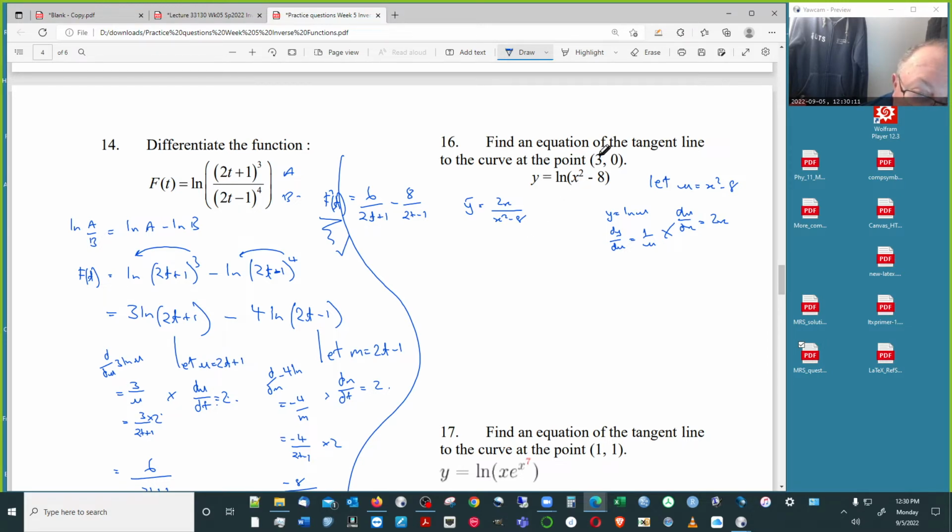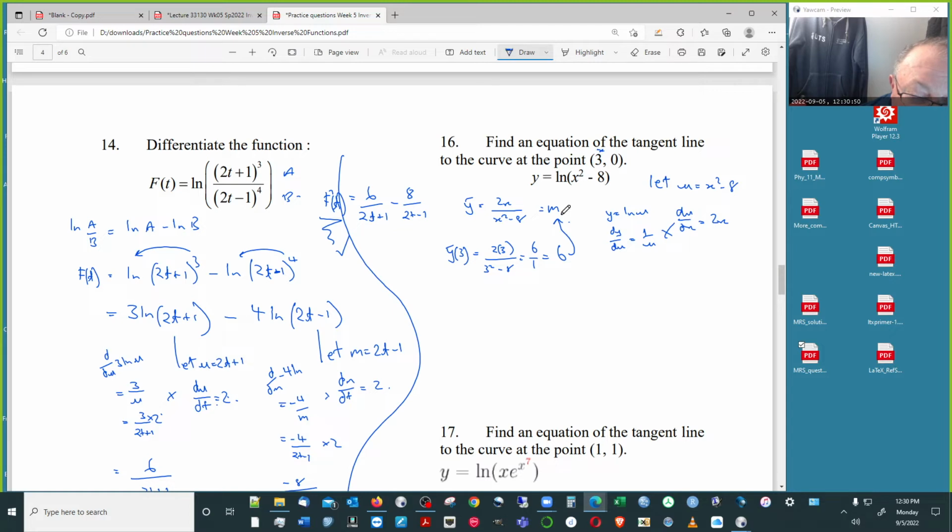Okay, now x is 3 and y is 3, so it wants to find the equation of the tangent. So we have to go to that point. Remember that this is m. Okay, so that's very helpful. So using function notation, if I go to the 3 value, I'll get 2, I always use brackets, 3 over 9 minus 8. So we've got 2 3s are 6, and 9 minus 8 is 1, so the gradient is 6.